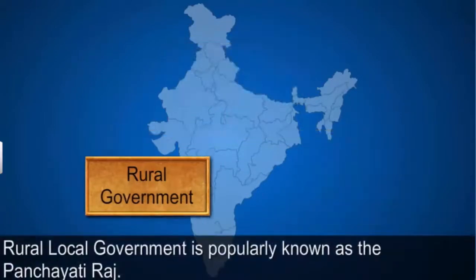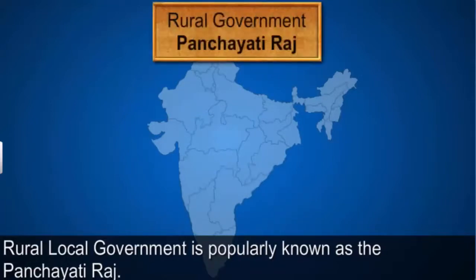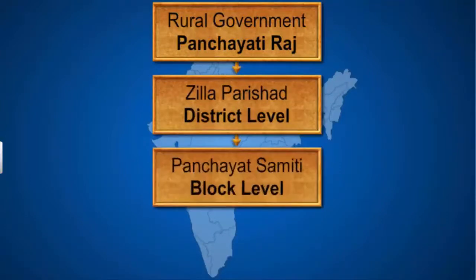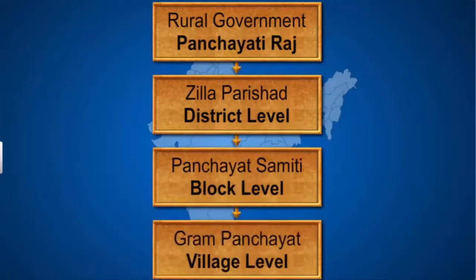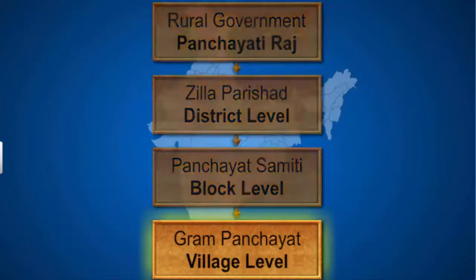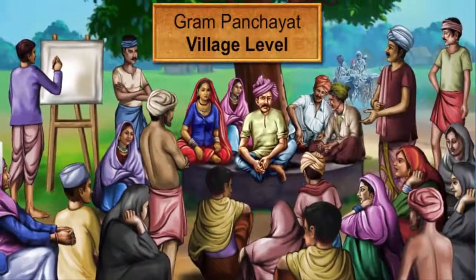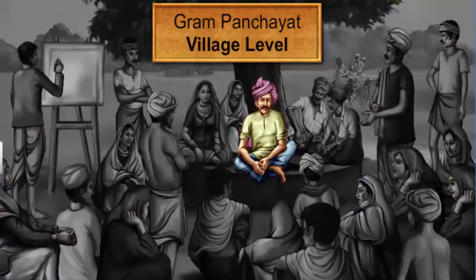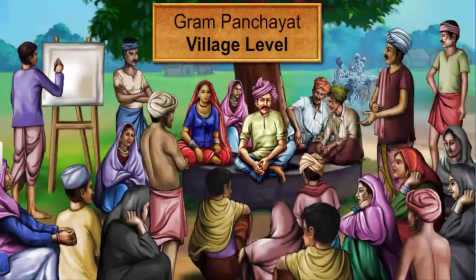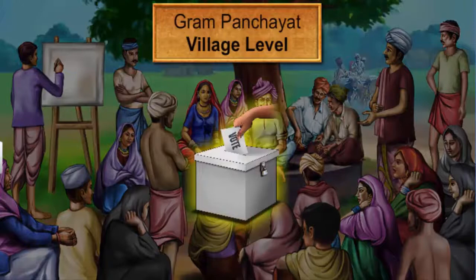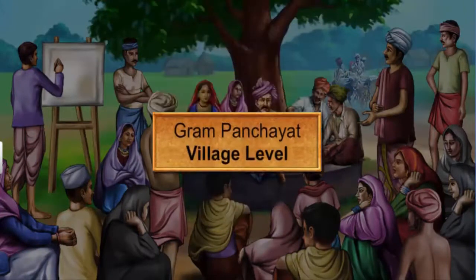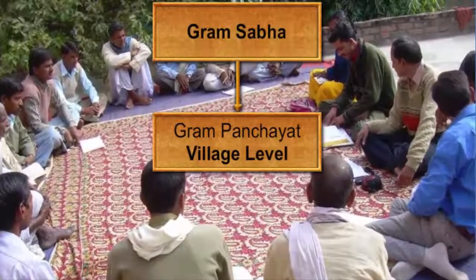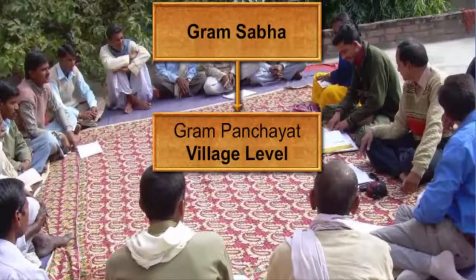The rural local government, popularly known as the Panchayati Raj, consists of the Zilla Parishad, the Panchayat Samiti, and the Gram Panchayat. The Gram Panchayat is a decision-making body present in each village or group of villages. It consists of ward members called Panch and a president called Sarpanch. They are directly elected by the adults of the ward or village. The Gram Panchayat works under the supervision of the Gram Sabha that consists of all the voters in the village. It meets twice or thrice in a year to approve the annual budget of the Gram Panchayat and to review the Panchayat's performance.